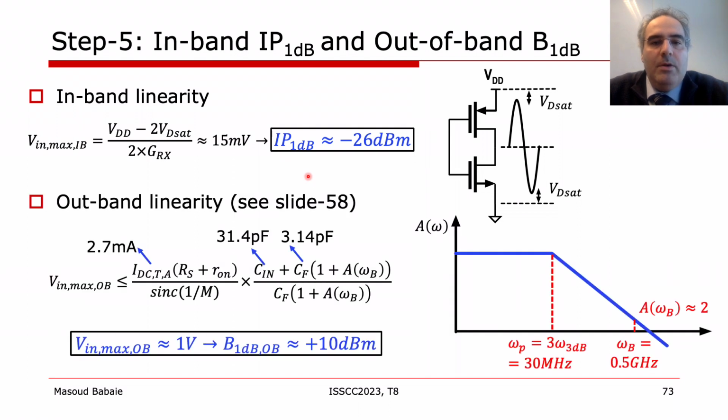The maximum out-of-band input voltage of the mixer first receivers can be calculated using this equation as discussed in slide 58. All parameters in these equations are known except the amplifier gain at the blocker frequency. Considering an omega P of 30 MHz and a DC gain of 30, the amplifier gain is about 2 at the blocker frequency of 500 MHz from the LO frequency. Consequently, the estimated B1 dB of the receiver is about 10 dBm.